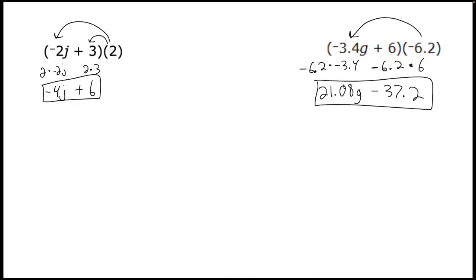And for the second problem, even though they are ugly-looking decimals, you just multiply them like regular numbers. Nothing special here. You could use a calculator, do it in your head, do it by hand, but you should have done negative 6.2 times negative 3.4, which gave you positive 21.08g. And then you did negative 6.2 times positive 6, which gave you negative 37.2. And so here is your final answer.